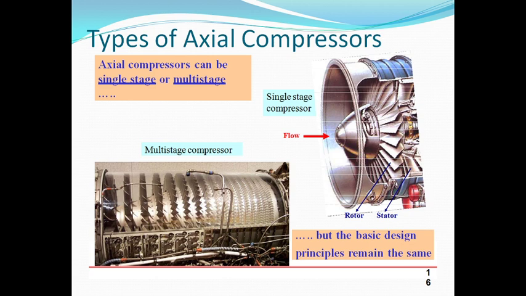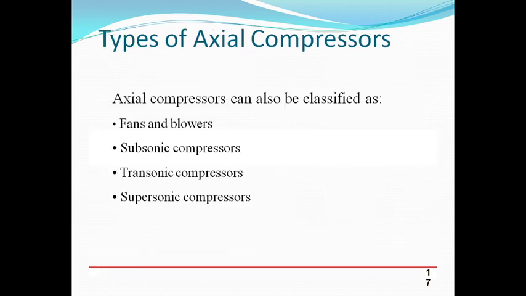Okay, these are some of the pictures you can see here. This we have already covered. This is the kind of flow, and it goes through this, and you will have a rotor, and then beside the rotor you will have a stator. So rotor and stator jointly we call one stage. And here you can see so many rotors, and this is called a multi-stage engine. But the principles are the same. If you understand one stage, the same thing will repeat for the other stages.